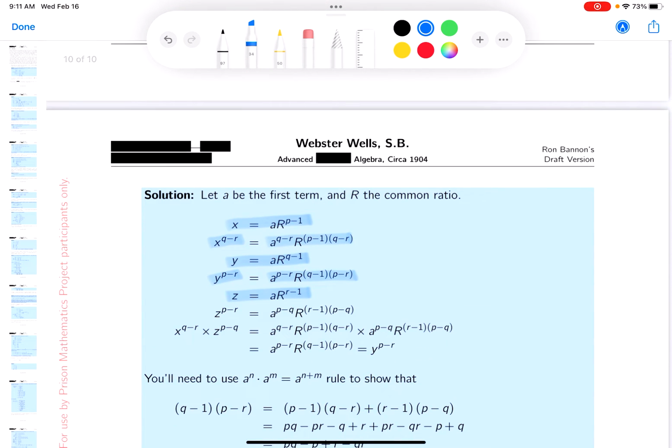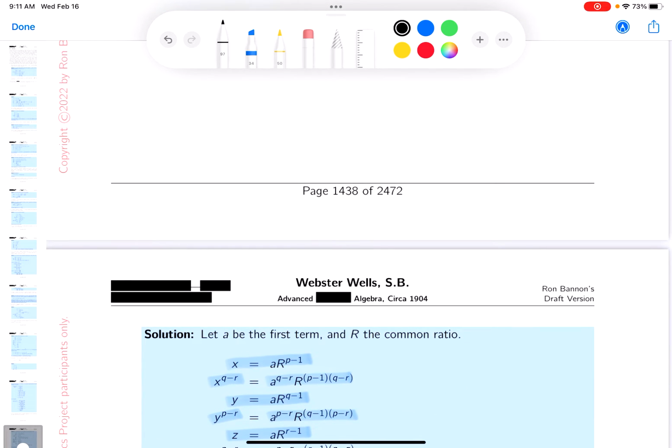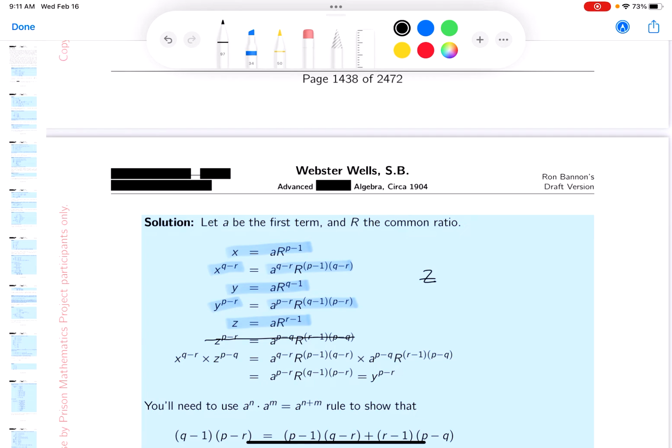All right? Now I notice there's an error over here. So what I need to do is cross this off, and I need to edit my notes. You're not going to see it in your notes, by the way, but they didn't want z to the p minus r. What did they want? They wanted z to the p minus q. And what would that give you? A to the p minus q. Again, I'm just using that z equation, R raised to the r minus 1 times p minus q. All right, so I made an error over there.